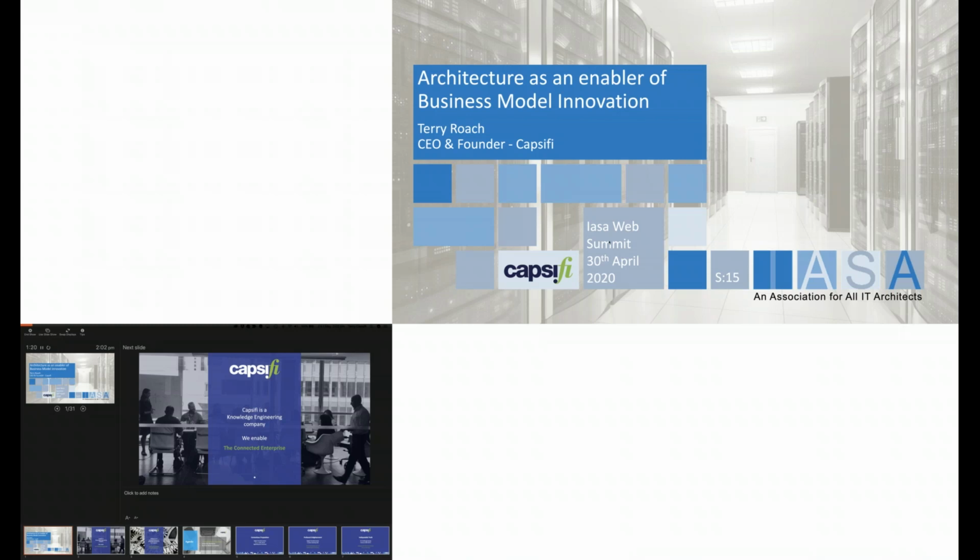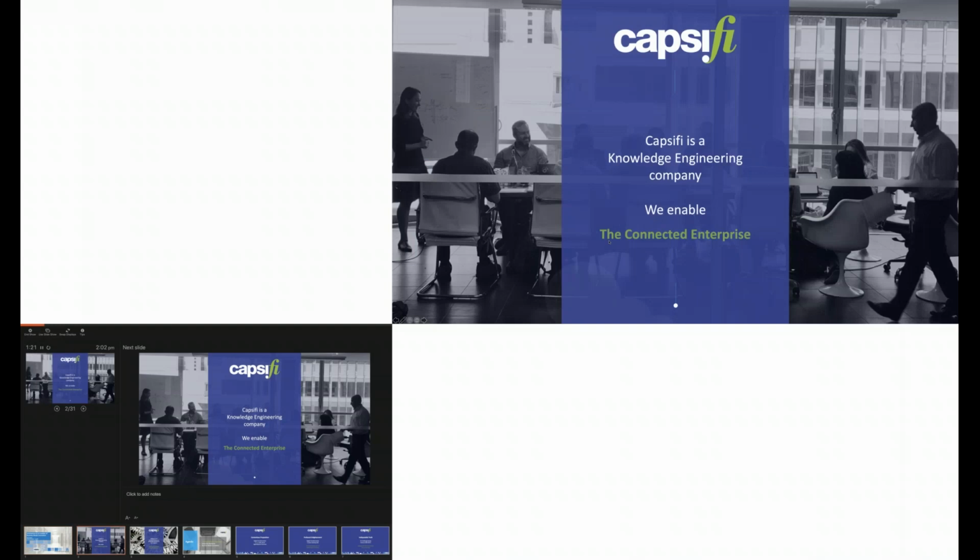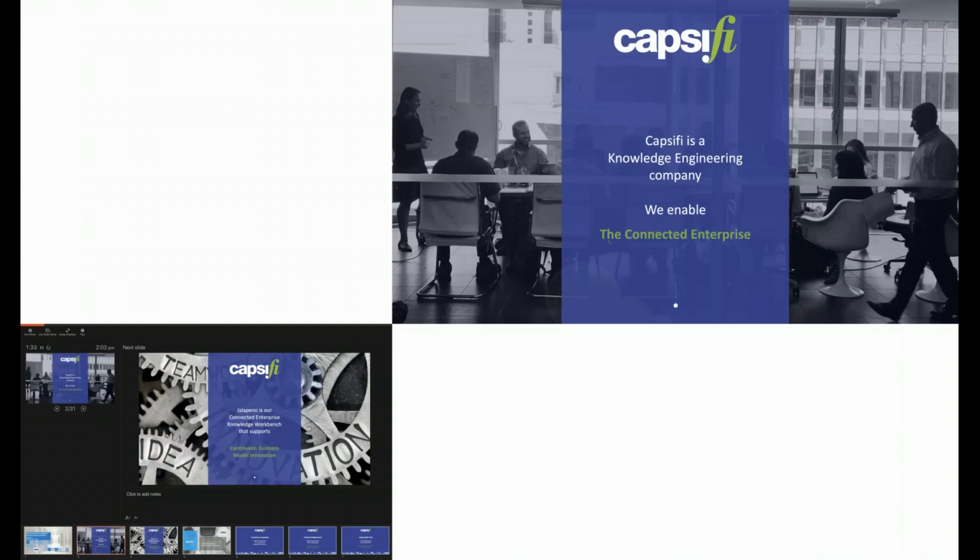Capsify is a Sydney-based software company. We call ourselves a knowledge engineering company. We're particularly interested in capturing and consolidating knowledge about a business operating model. Our whole vision is to create what we call the connected enterprise, where knowledge is consolidated, aligned, and made traceable so that you're able to get some extraordinary insights from bringing together disparate, fragmented content. We do that through our platform called Jalapeno. We call it a knowledge workbench.